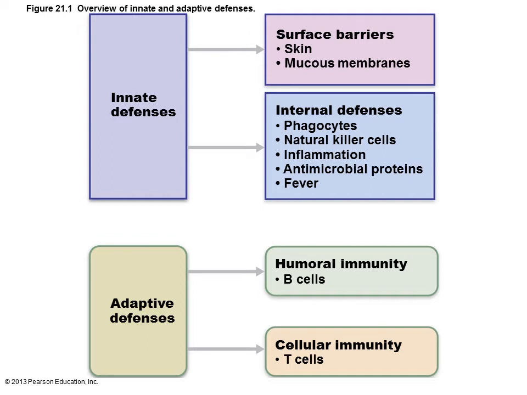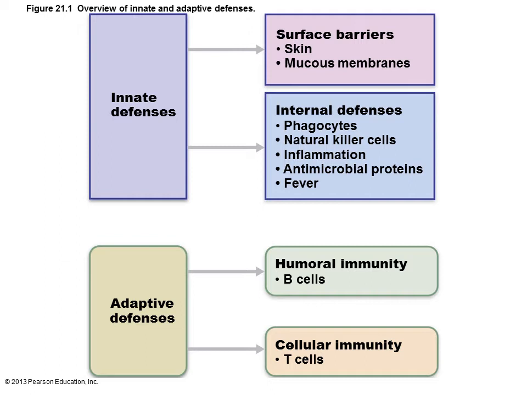The innate defense system has two lines of defense. First, external body membranes such as skin and mucosa, and second, antimicrobial proteins, phagocytes, and other cells, and they inhibit the spread of invaders. And inflammation is the most important mechanism.